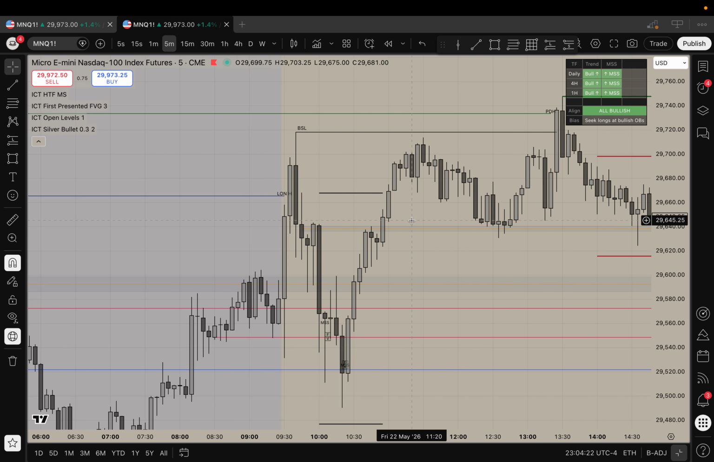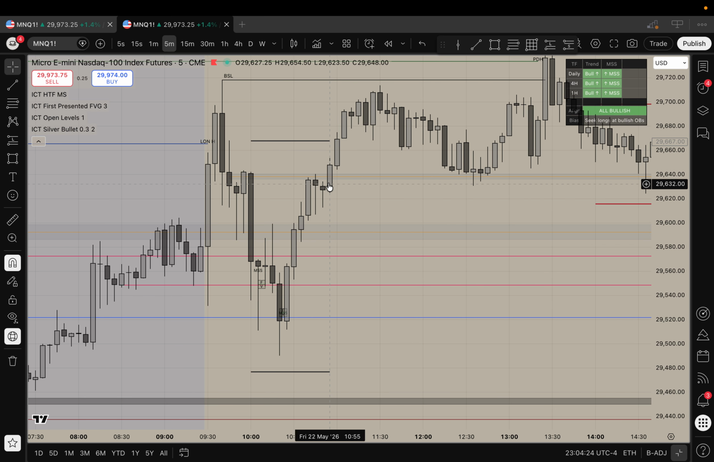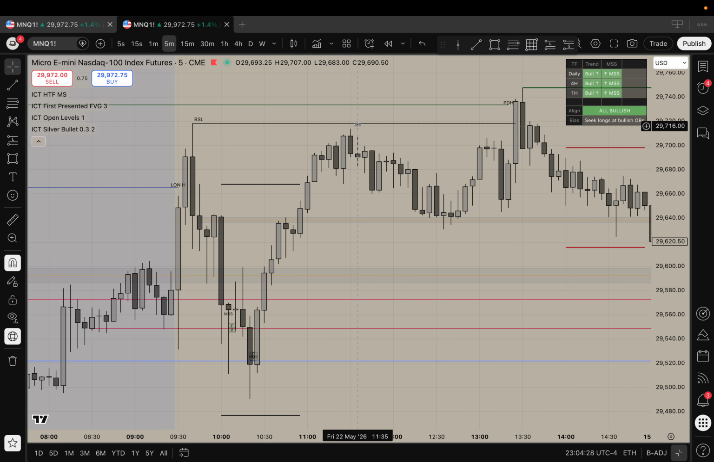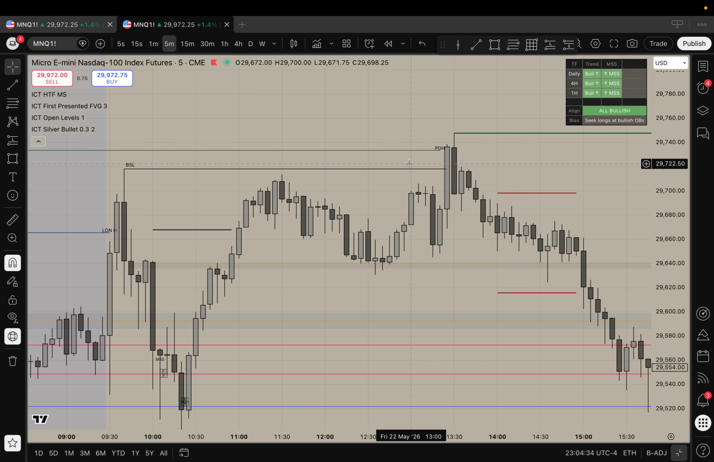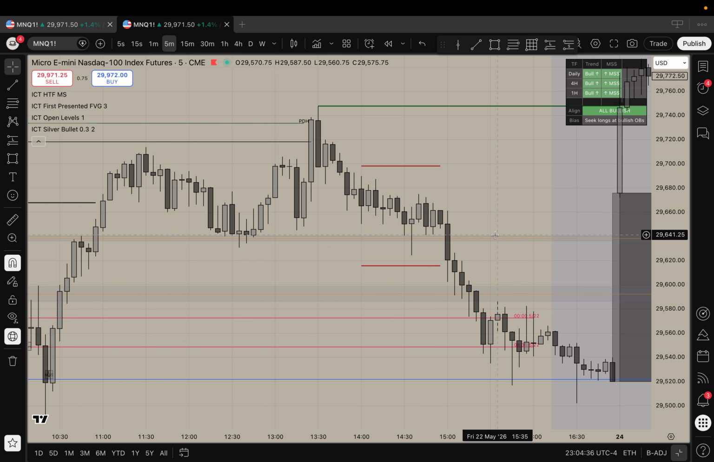So if you go on the 5 minute, what you can see is that we get an extension, slight consolidation at the first presented fair value gap, and then another extension. This extension, we come to take out this buy side liquidity. We don't. We return to first presented fair value gap before extending to buy side liquidity and previous day high. And that would have been the perfect trade.